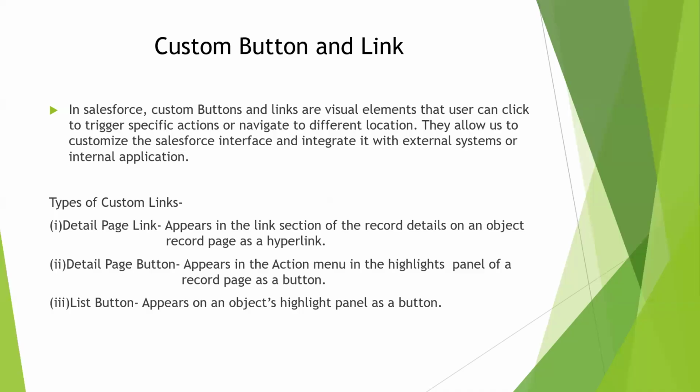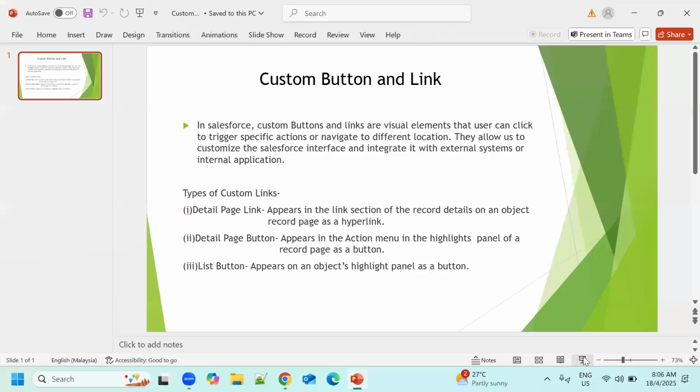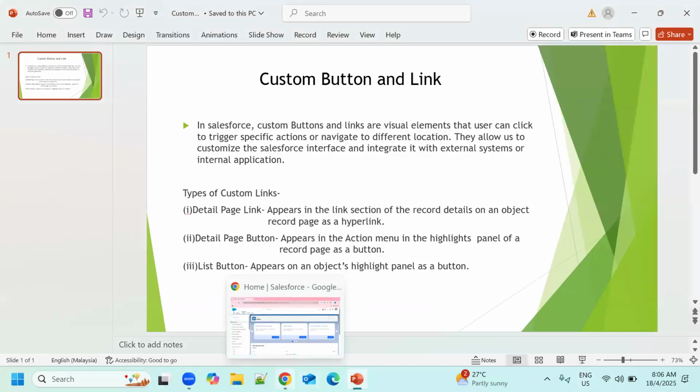The detail page button appears in the action menu in the highlight panel of a record page as a button, right? And the list button appears on an object's highlights panel as a button, right? So let's start how we can do this.